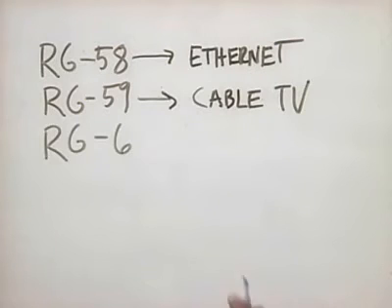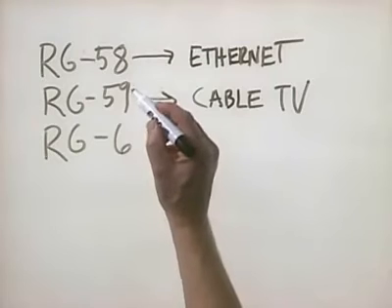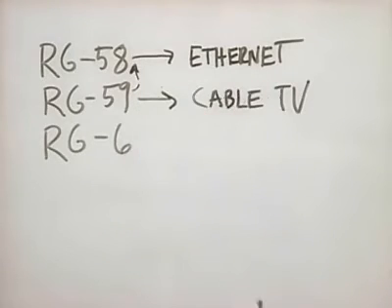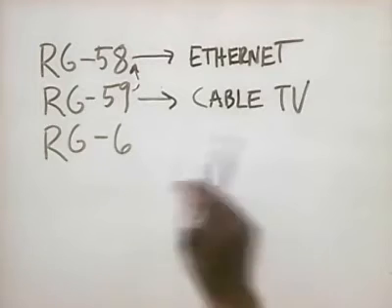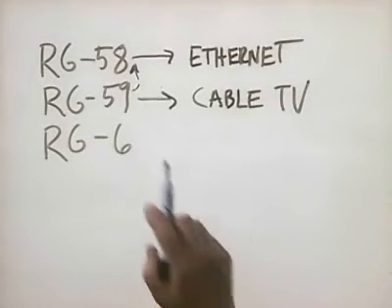I've seen folks try to substitute RG59 for RG58 to create an Ethernet network, and it works somewhat. It'll look like it's working okay, and then all of a sudden you'll have all kinds of problems with communication and dropped links. You can't use RG59 in the place of RG58.